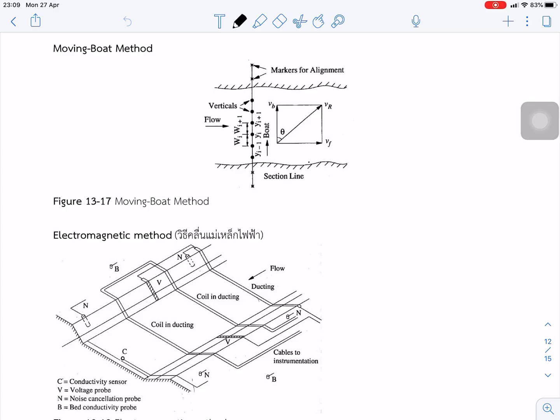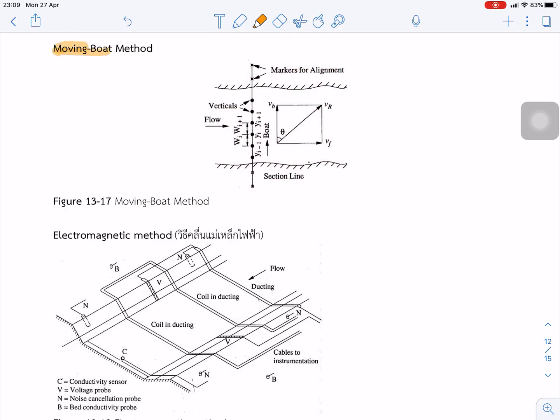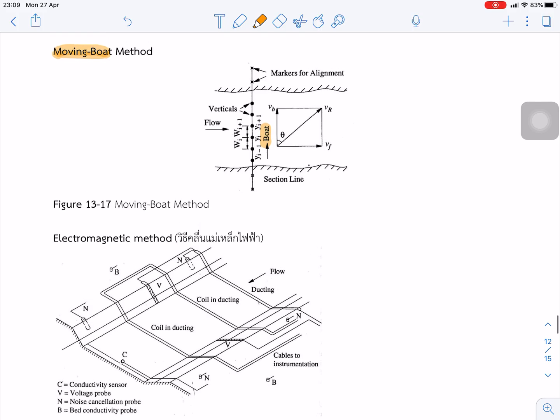To measure the flow rate in a stream or in a river, the next method is a more advanced method. We use the moving board method. It means we can put a lot of instruments on the board and put the board on the river, moving across the river, going back and forth. We can record everything, measure the depth and flow velocity, and we can get the flow rate of the river using the moving board.